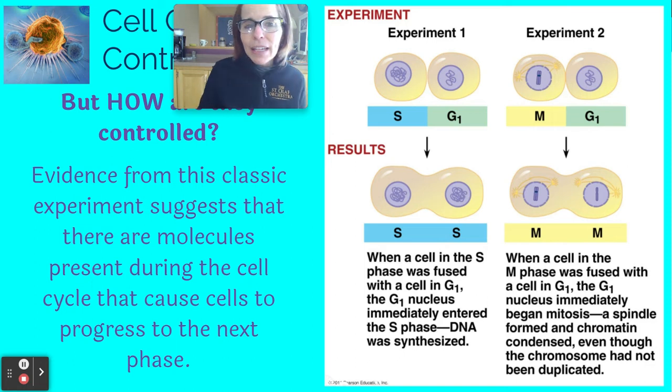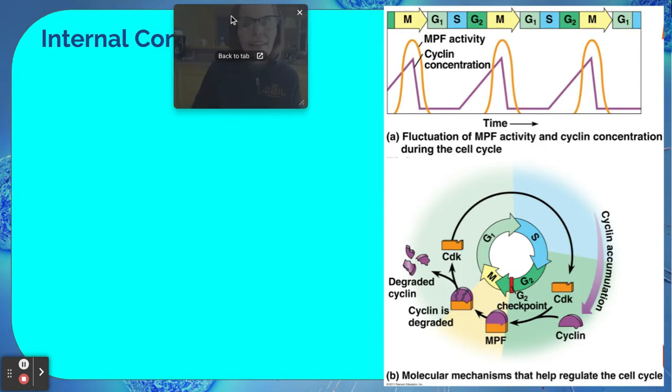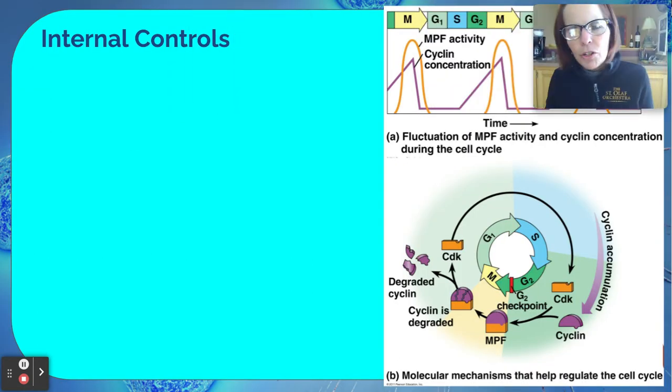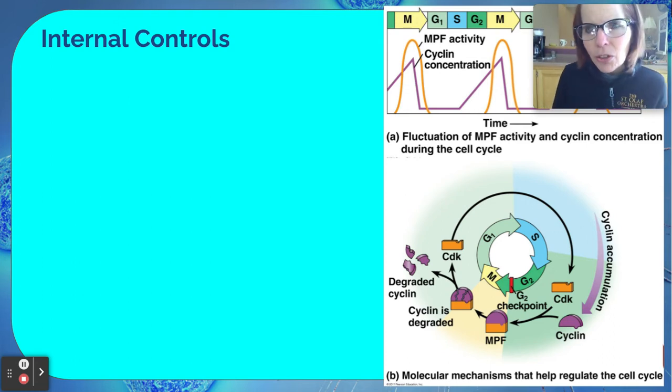So let's talk about how that's even possible. So we're going to get that here. I'll show you these diagrams and everything. Internal controls. So I mentioned that there are signals within the cell that are going to trigger mitosis or stop mitosis. And there are external controls, things from the outside. So this is an example of an internal control.